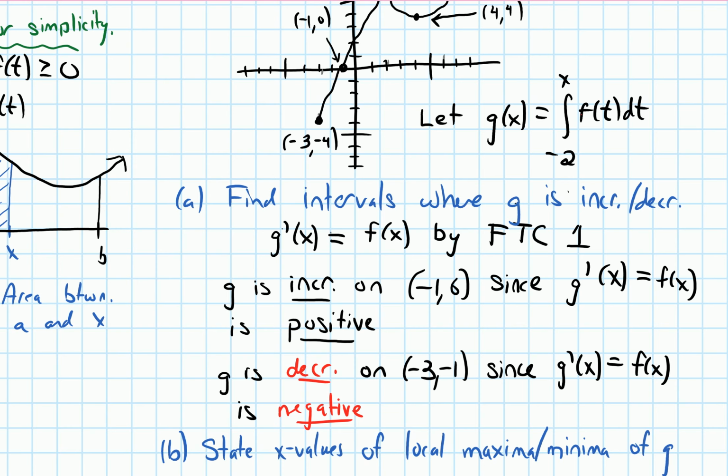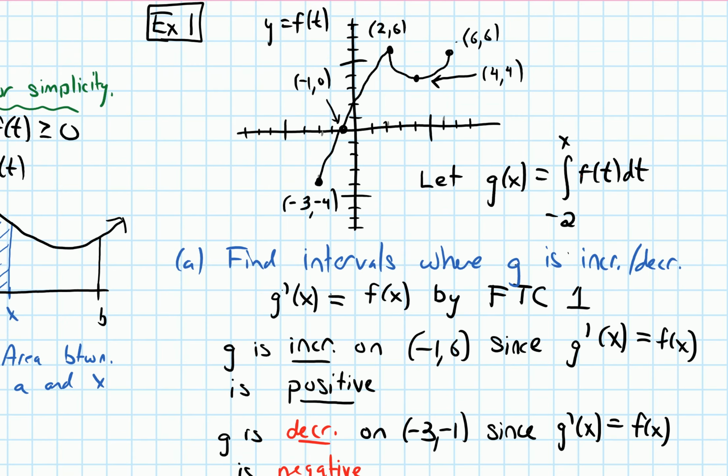So I also think it's important to have a conceptual idea of why this is true. How come this area function g of x is increasing when the function f is positive? And why is g decreasing when the function f is negative? So if we think about this area function, it's the area under the graph of f from -2, so -2 is somewhere here, to some value x. So let's say that x was here.